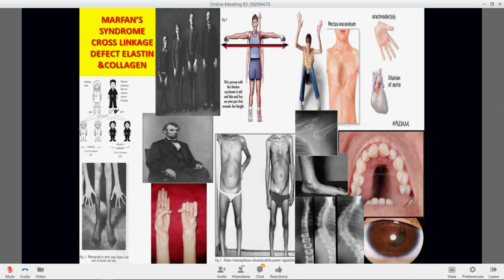Marfan syndrome. This is a generalized autosomal dominant disorder affecting the bone, joints, ligaments, eyes, and cardiovascular structure. It is thought to be due to a cross-linking defect in collagen and elastin. Clinical features: usually the patient is tall with disproportionately long legs and arms, typically the arm span exceeds the height. The digits are unusually long, giving what we call arachnodactyly or spider fingers.